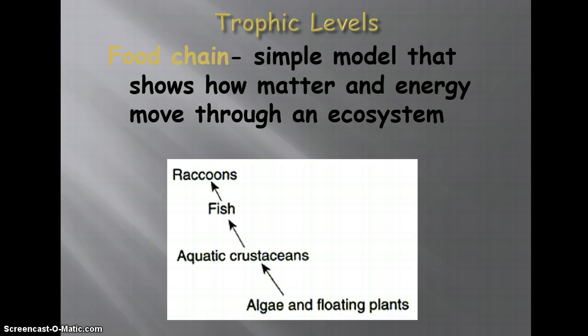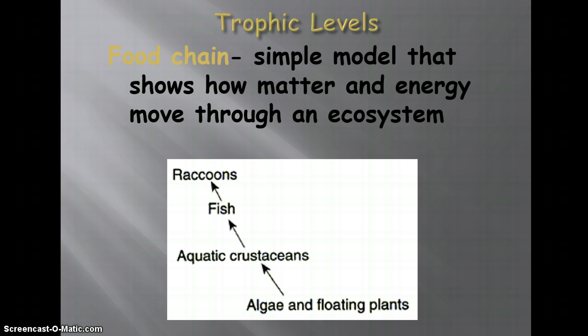Okay, with trophic levels, we have the food chain, which is a simple model that shows how matter and energy move through an ecosystem. It's like just one segment of a food web. So here is an example. We have algae going to aquatic crustaceans. So that means the crustaceans ate the algae.